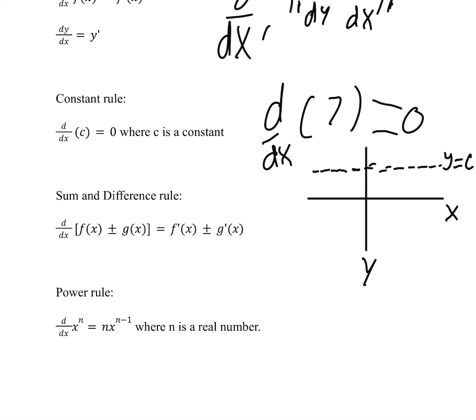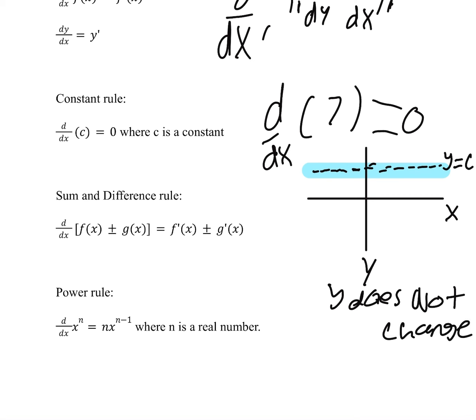Notice how in the other video we discussed how derivatives measure rates of change. Well, in this graph, there is no rate of change. No matter what x value I plug in, the y value doesn't change. So y does not change for a constant. So that's why it's 0.